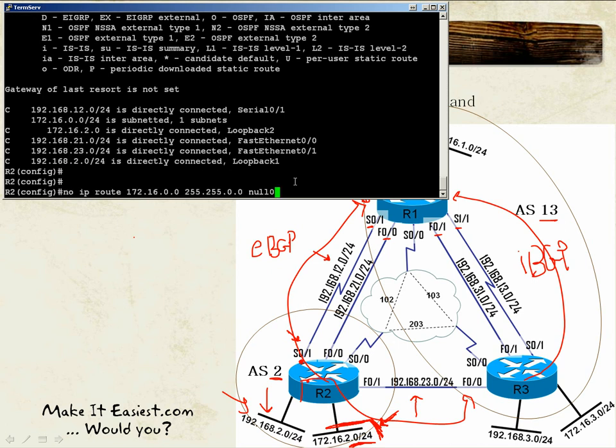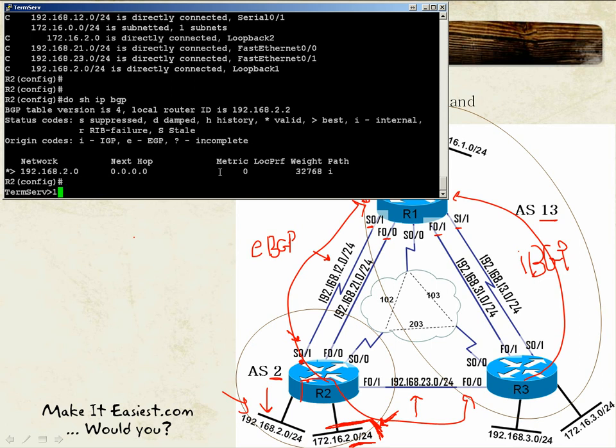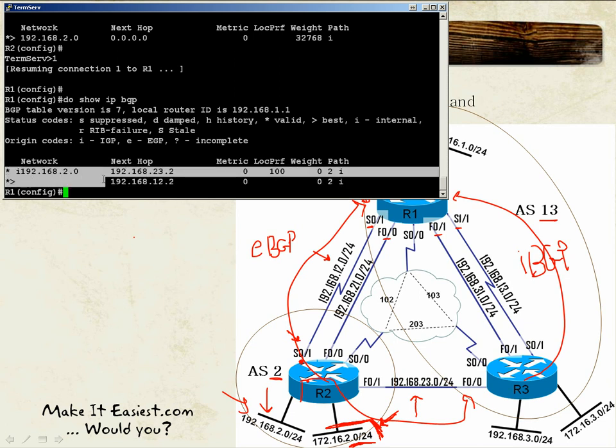We're also going to verify the BGP database, and again we will find out that this BGP database entry has gone as well. And let's verify this on router 1. Again, the entry has been removed from router 1's database. We have no prefixes or information about the 172.16 network.